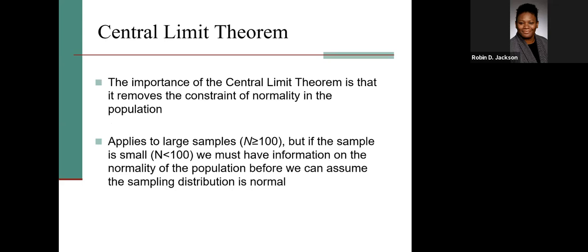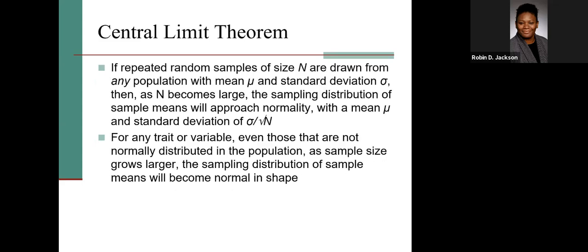And so basically what it says, and I am on the wrong slide, my apologies. So here's what it basically says, and this is what is on the slide. If repeated random samples of size n are drawn from any population with the population mean and standard deviation, then as n becomes large, the sampling distribution of sample means will approach normality, with the population mean and standard deviation of the population standard deviation symbol divided by the square root of the number.